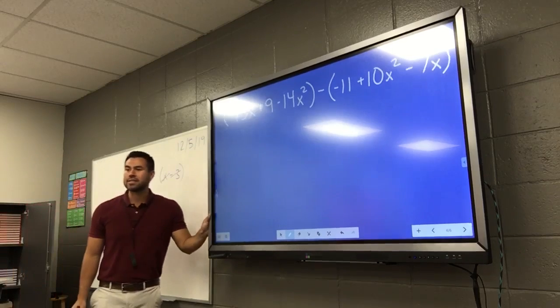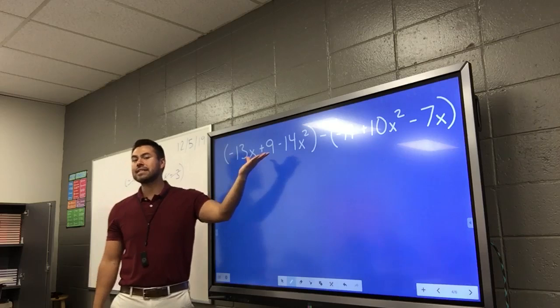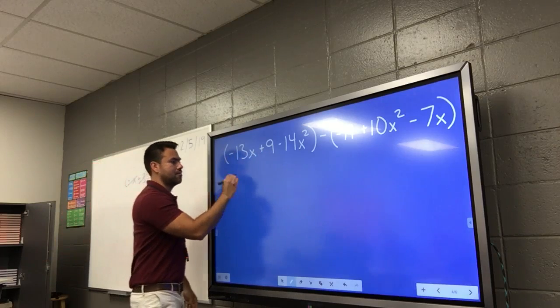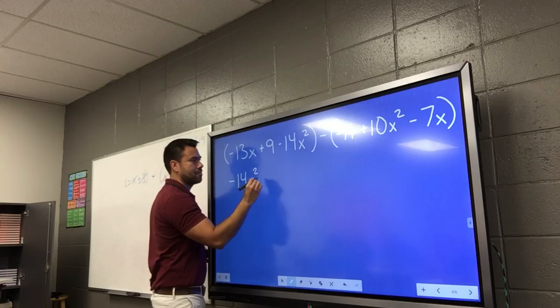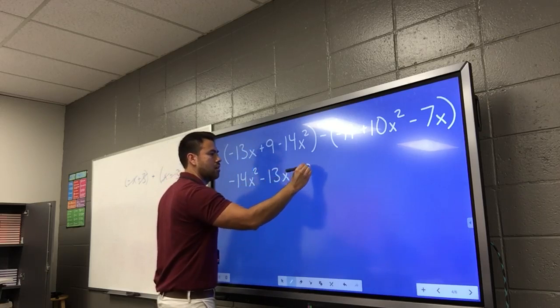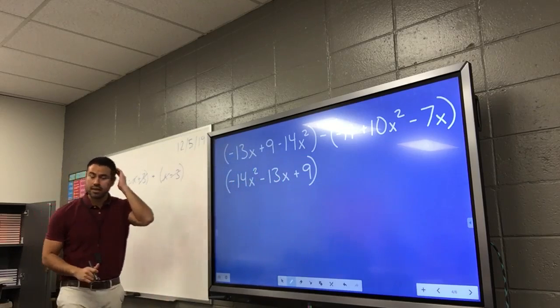Can you guys write in standard form for both polynomials? Who can give me the first polynomial in standard form? Yeah, Kaden. Negative 14x squared. And then keep going. Negative 13x. And then positive 9. All right, so that's the first one in standard form. So I'm just rearranging.